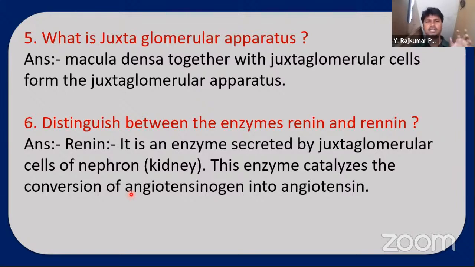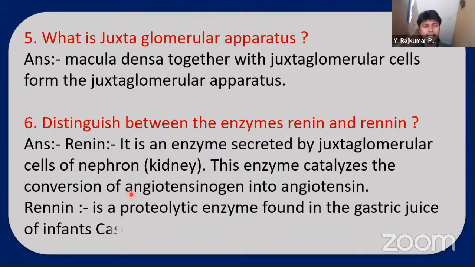Angiotensinogen is the inactive form of angiotensin. Okay, so this inactive angiotensinogen converts into angiotensin with the help of an enzyme called renin. It is secreted by the juxtaglomerular apparatus. Juxtaglomerular apparatus is the combination of macula densa and juxtaglomerular cells. Okay. Let's see what is meant by rennin.